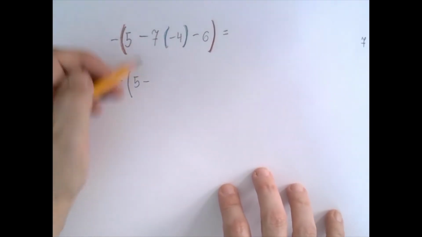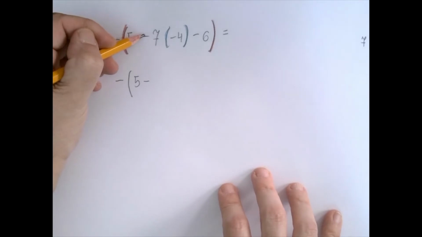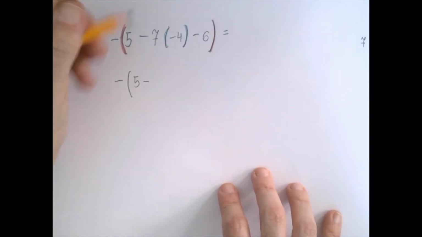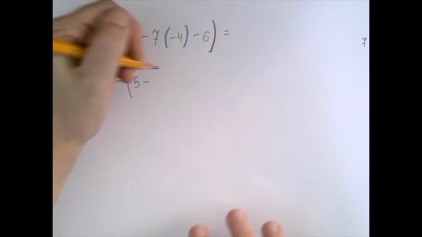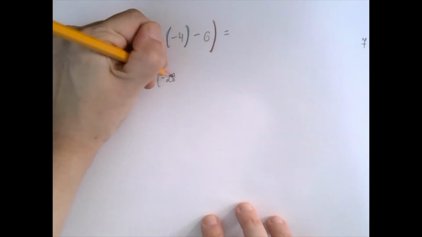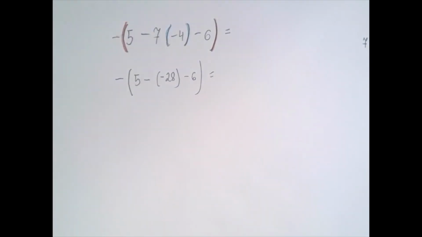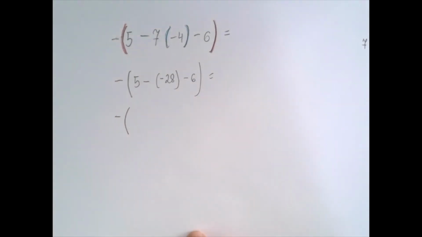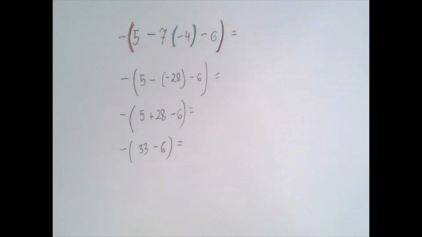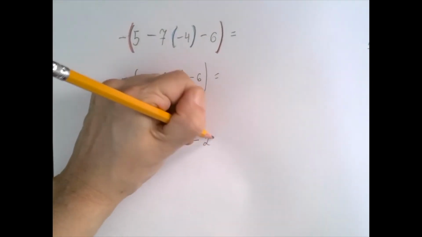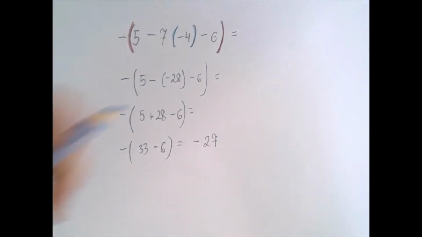So inside the parenthesis, multiplication comes first. So this minus sign, because it could be subtraction, it is subtraction. And then after we carried it, we must ignore 7 times negative 4. That's negative 28, what we're subtracting. Okay, so now we have two subtractions. We have to go left to right. 5 minus negative 28 is the same as 5 plus 28. Probably can just go straight to 33, but it's always good to be careful. 33 minus 6 is 27, so the answer is negative 27.